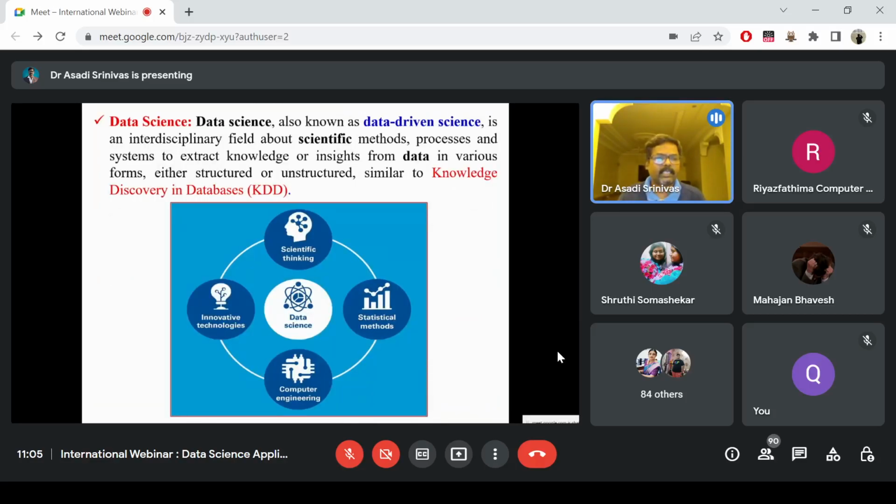So data science, sometimes we can also call it data driven science. It is an interdisciplinary field, and it is also called knowledge discovery in databases. So it is an interdisciplinary field about scientific methods, processes, and systems to extract knowledge or insights from data in various forms, maybe structured format, unstructured format, and semi-structured format. So you need to have scientific thinking, statistical methods, computer engineering, and innovative technologies.